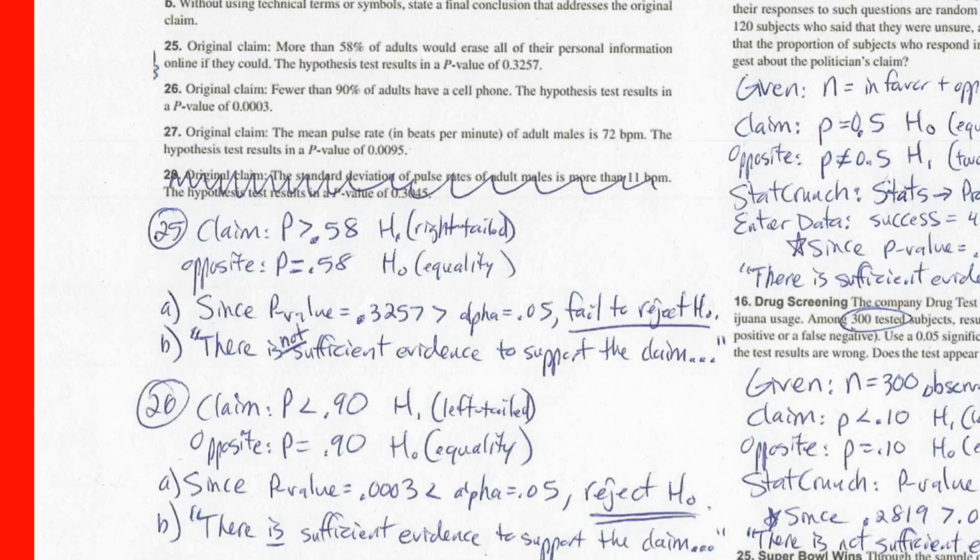So number 25, we have a claim here that 58% of adult males would erase all their personal information online. That is a right tail test, and the opposite of that is equal to. Okay, so the null hypothesis is always equality. And then it gives us the p-value right here.